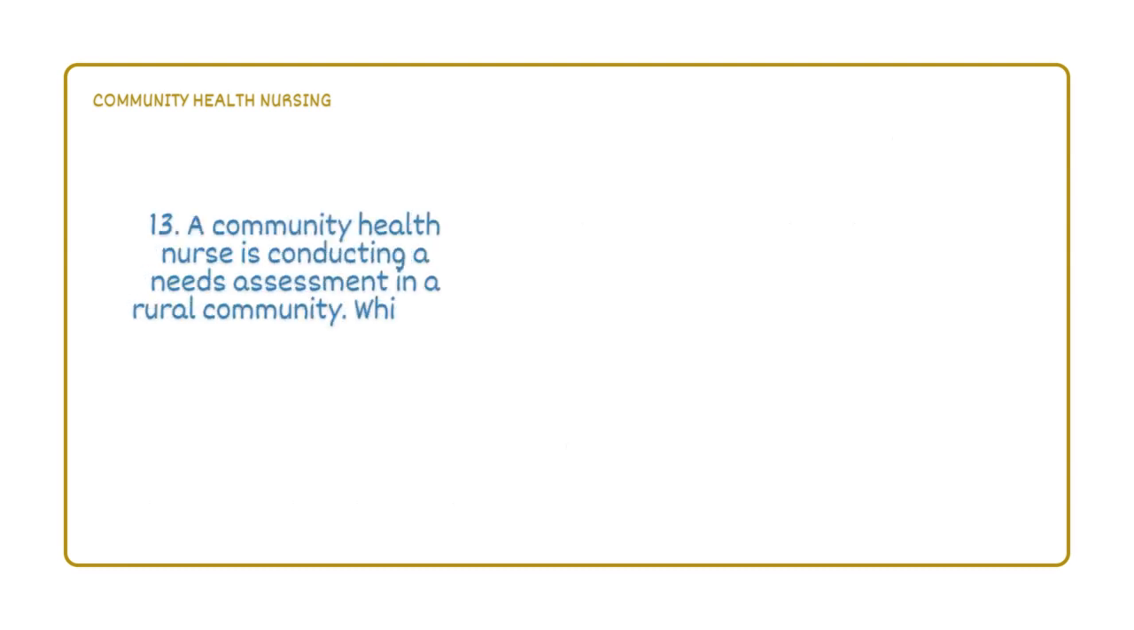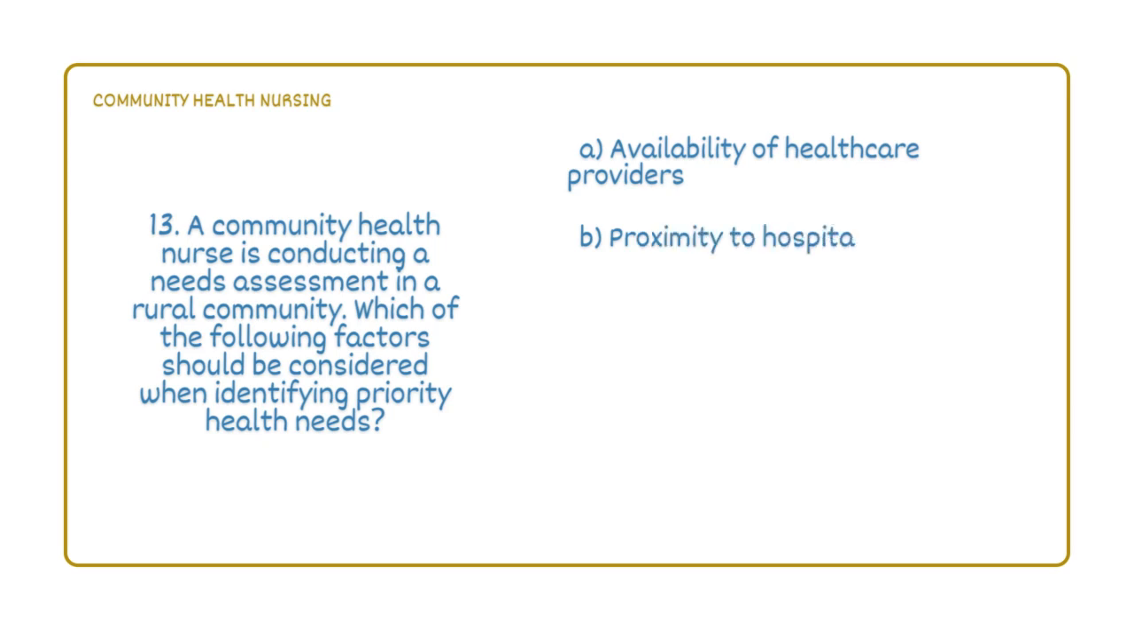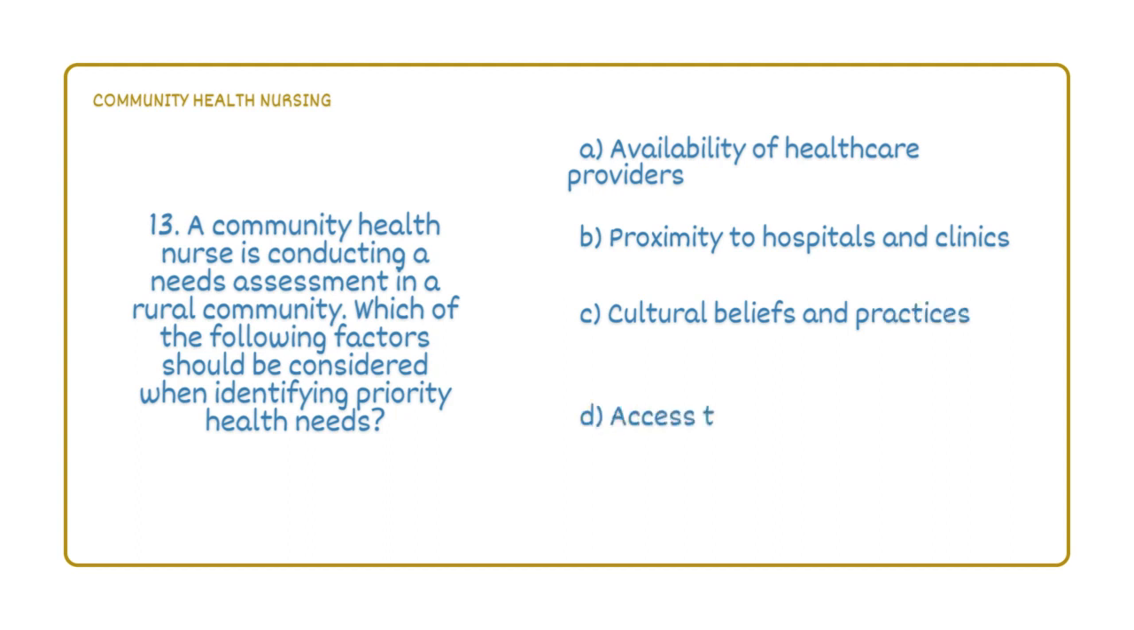13. A community health nurse is conducting a needs assessment in a rural community. Which of the following factors should be considered when identifying priority health needs? A. Availability of healthcare providers. B. Proximity to hospitals and clinics. C. Cultural beliefs and practices. D. Access to health insurance.